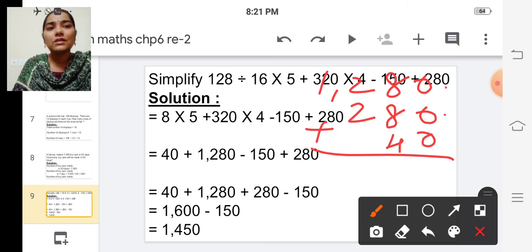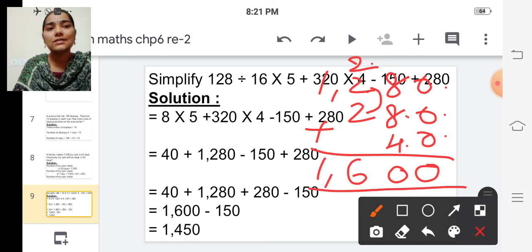So 0 plus 0 plus 0 is 0. 8 plus 8 is 16 and 16 plus 4 is 20. So write 0 here and carry over 2 to the next place. 2 plus 2 is 4 and 4 plus 2 is 6. And write 1 here. So 1600. So 1600 minus this 150.